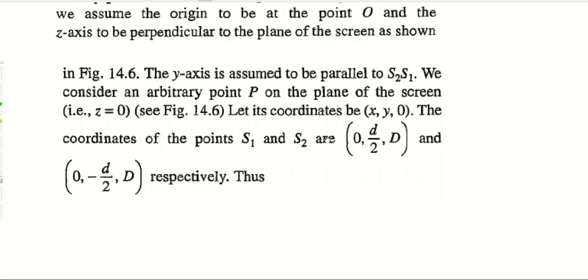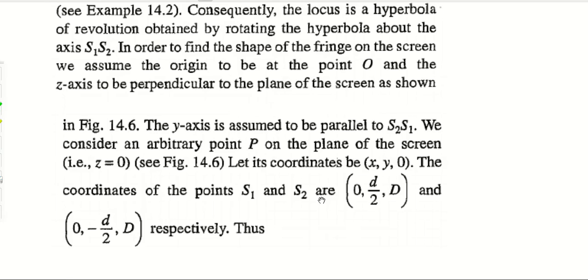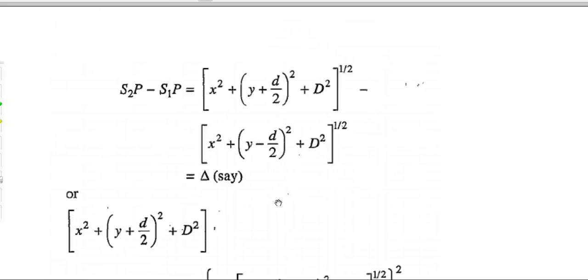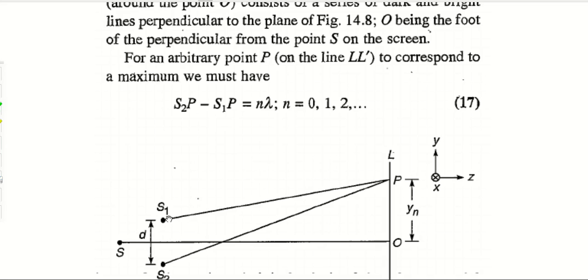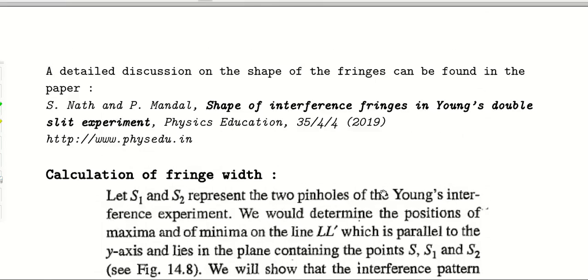If we put z equal to capital D, the slits' coordinates are known to us: the coordinate of S1 is simply 0, d by 2, and this is 0, minus d by 2 because it is downward, and the point P has the coordinates x, y, capital D. So using these coordinates, we can calculate S1P and S2P and take the difference between them.